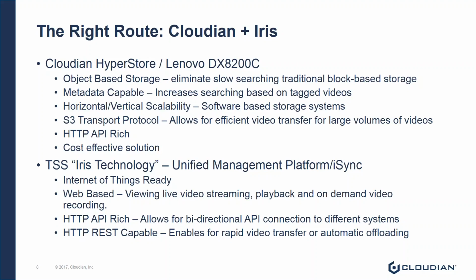And the HTTP API richness allows us to actually tap into other systems. That's crucial because we needed that to tap into Cloudian, which is rich in HTTP APIs. And then we needed the technology to be HTTP REST capable, which allows us to transfer videos, files, and offload much more efficiently and automatically.